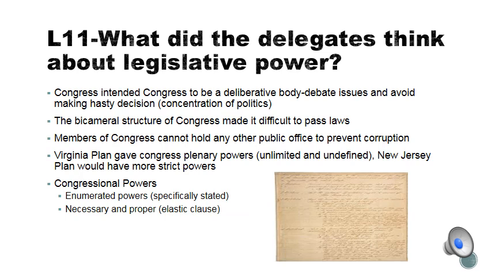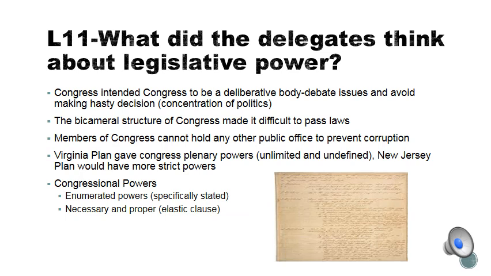The Virginia Plan is going to give preliminary power, so this is unlimited and undefined. That's what James Madison is going to propose in the Virginia Plan. But the New Jersey Plan is going to have more strict powers. Why? Because they didn't want a large federal government to abuse its power and impose that power on state governments. So some of these congressional powers are going to be enumerated powers.